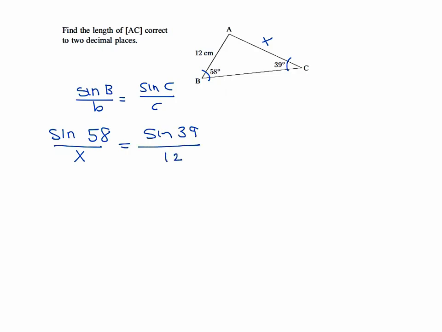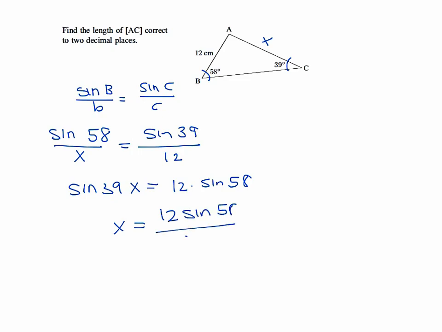In solving for x, we cross multiply, so we get sine of 39 times x is equal to 12 times sine of 58. Dividing both sides by sine of 39, we get 12 times sine of 58 all over sine of 39, which returns the value of approximately 16.7 on your calculator. Just make sure that these are all in degrees, so your mode should also be in degrees. So the length of AC would be approximately 16.7.